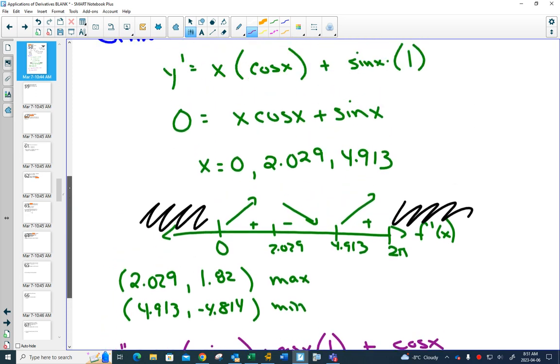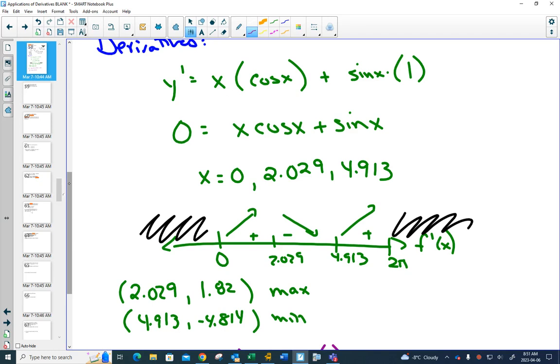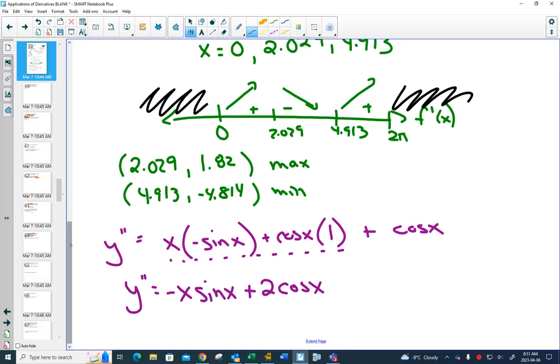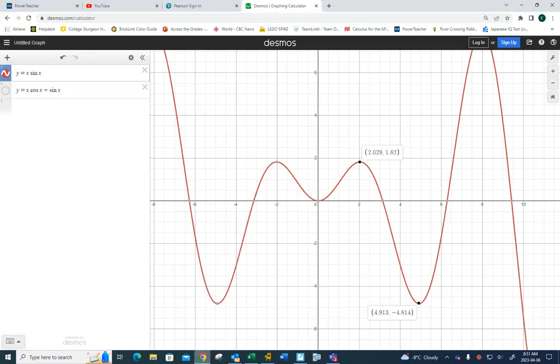So again, what I did for the second derivative is I took my first derivative, I had to do a product rule for this part. So that part ended up being that section right there. And then I just had to do the derivative of sine afterwards, which became cos. So again, our second derivative, not something that would be easy to solve. So we'd have to use our graphing calculator, Desmos. I'm going to type it into Desmos again.